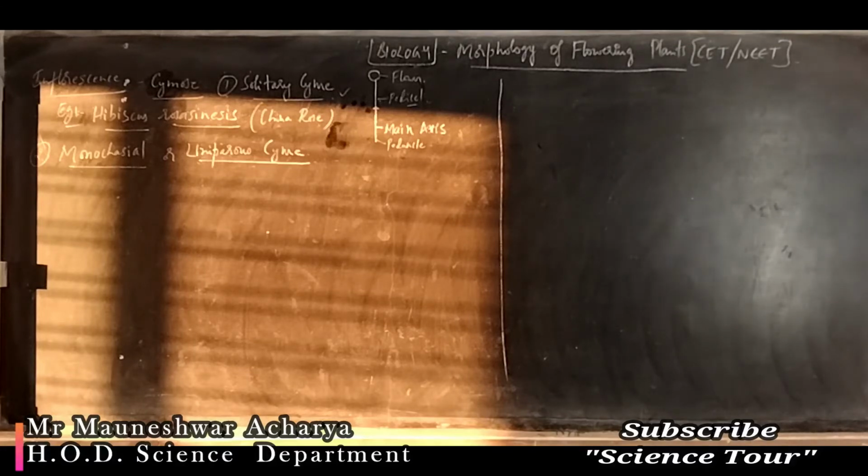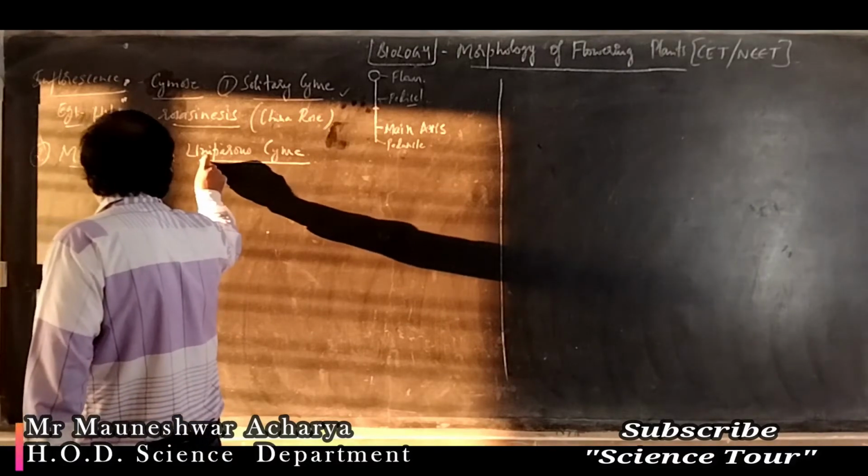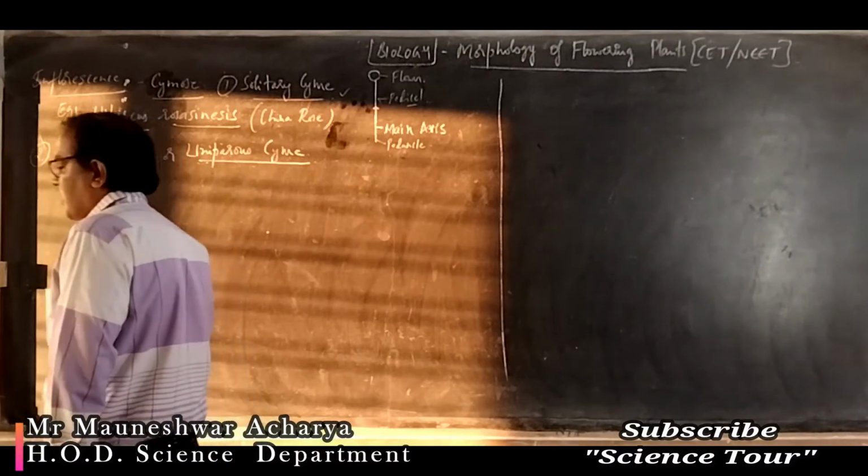Okay, then which again terminates into a flower. So the succeeding branches also produce singly at a time. Now, this monochasial or uniparous cyme: uni means single, mono also means single.